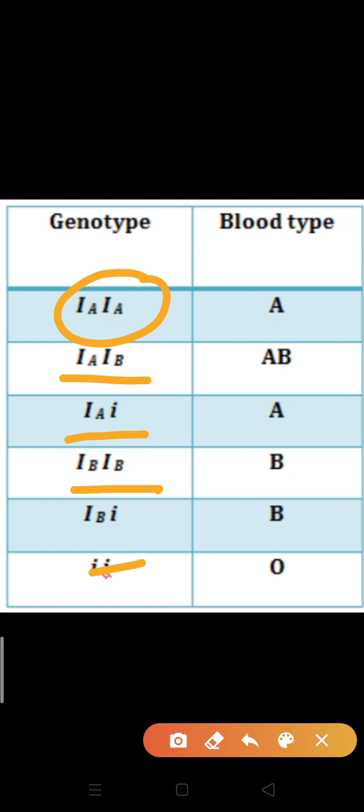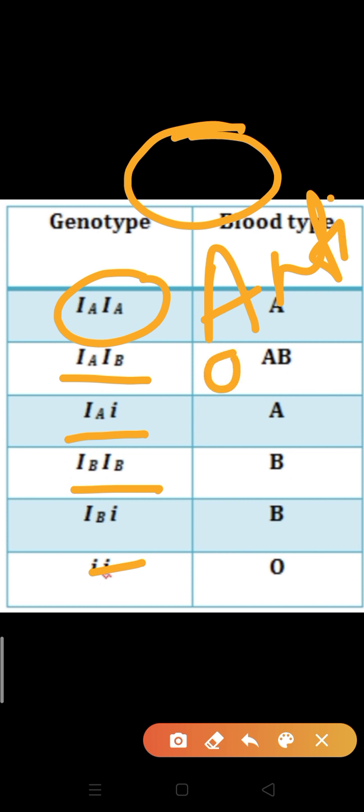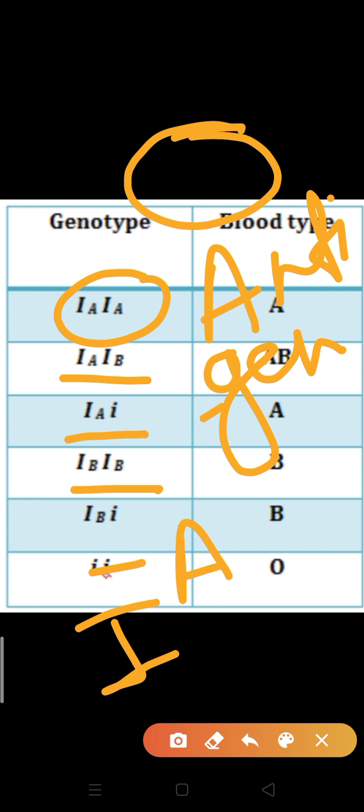Plasma membrane of RBC. The RBC's plasma membrane contains different types of sugar polymers, or we can say different proteins or antigens. Clear? Which carry antigens? The outer membrane of the plasma membrane, clear, and it is controlled by three types of alleles: IA, IB, and the third one is i, clear.